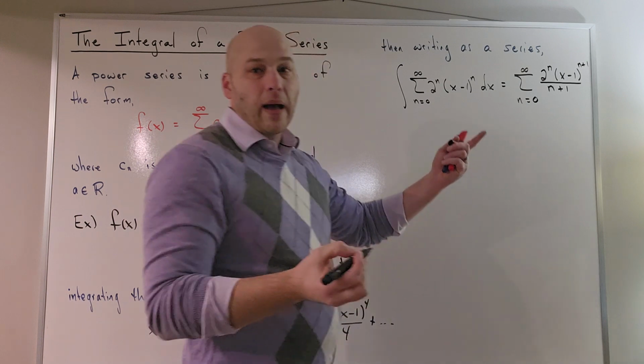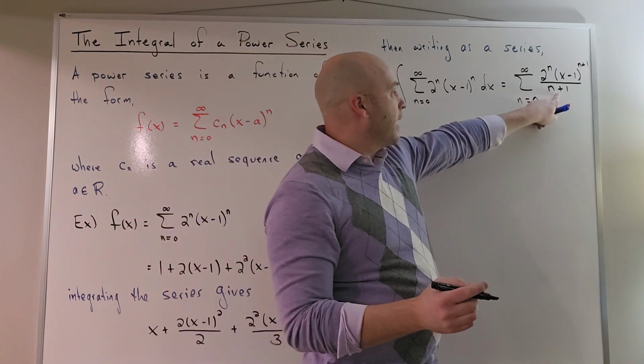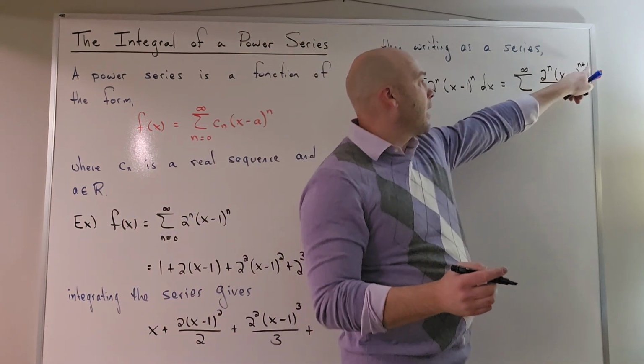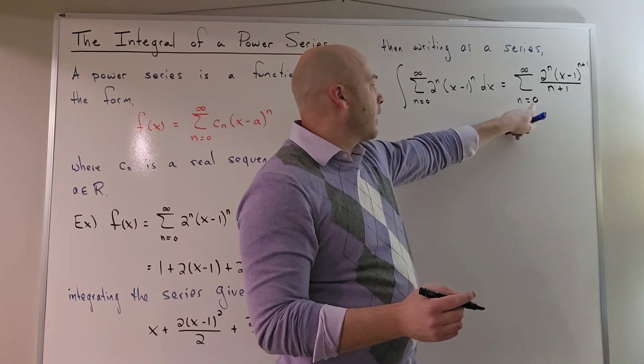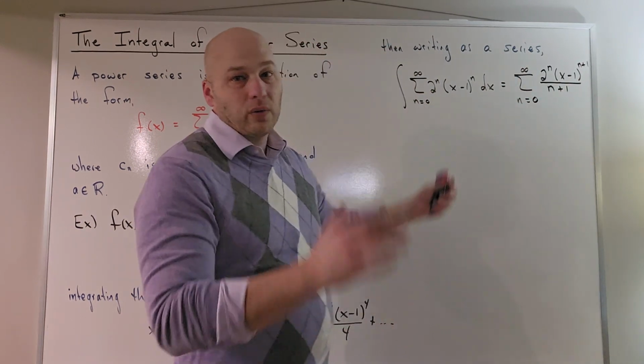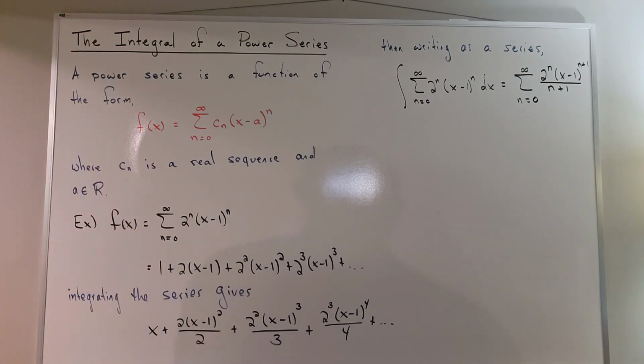If I would have kept it the way I had it, which would have been fine, this would have been n, this would have been n minus 1, this would have been n minus 1, and then we would have just had to do a shift of index to get it back to 0. So it just saved a step.